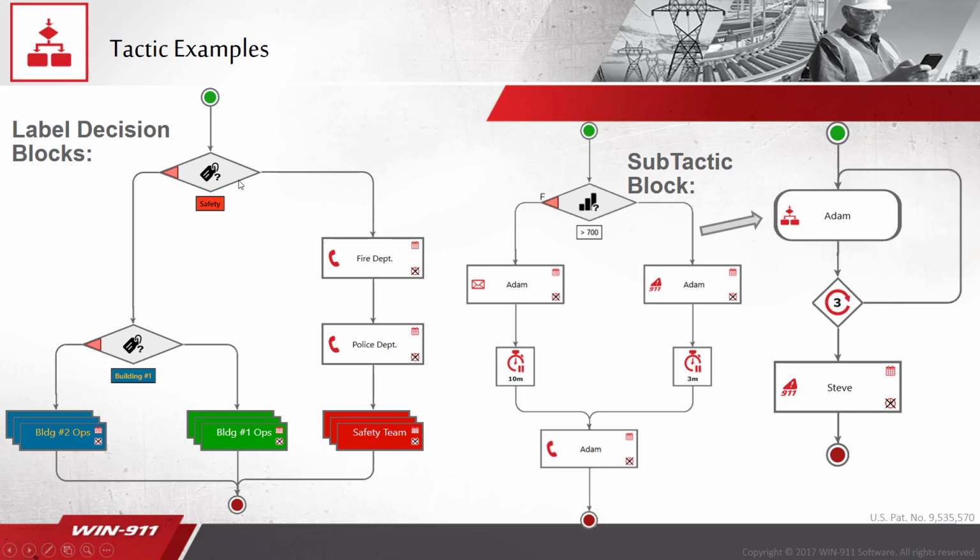Or if it does not have the safety label, we're going to go down the left side, and we're going to see, does it have the Building 1 label? If so, notify all the members of the Building 1 ops team. If it does not have the Building 1 label, then notify all the members of the Building 2 ops team.